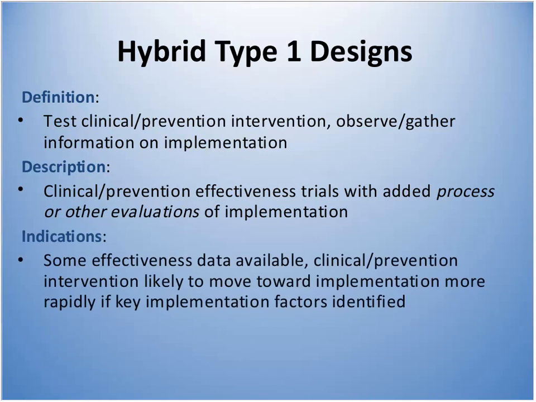In the paper, we tried to give some guidance as to when these hybrid types might be best indicated. For the hybrid type 1, we were thinking that in the ideal case some effectiveness data were already available, but that the intervention would be more likely to move towards implementation rapidly if key implementation factors were explored in a hybrid 1 trial. So a hybrid 1 trial might not necessarily be the first effectiveness trial in a certain area, but might occur after some effectiveness data has already been indicated.